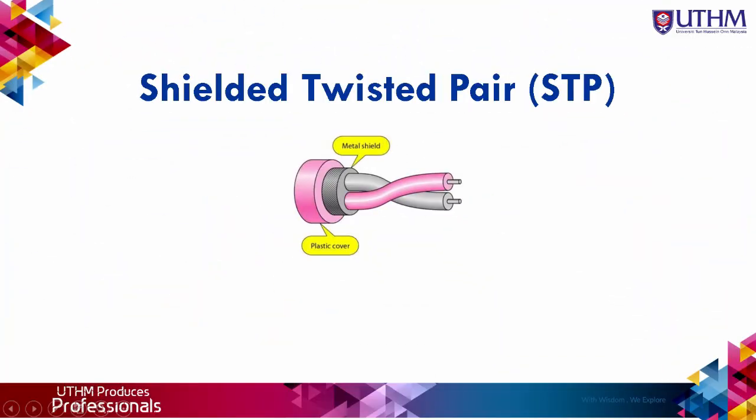Now I'm going to talk about shielded twisted pair. In shielded twisted pair cable, each pair of insulated conductors is encased in a metal shield to prevent crosstalk. The quality aspect of shielded twisted pair is the same as the unshielded twisted pair, but the shield must be connected to the ground.